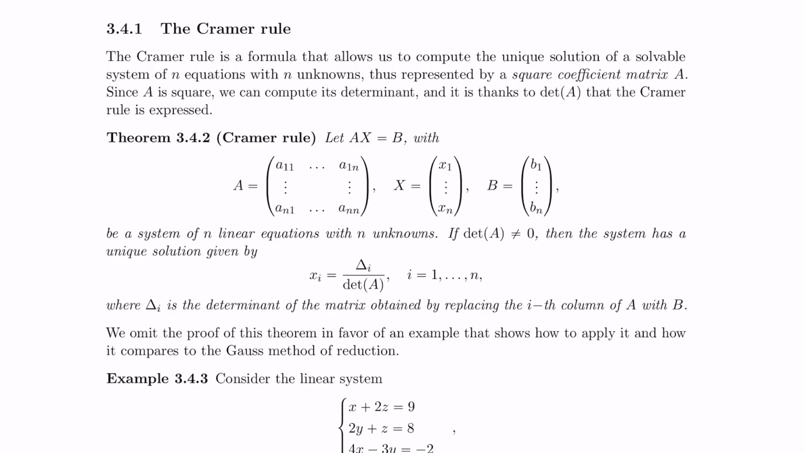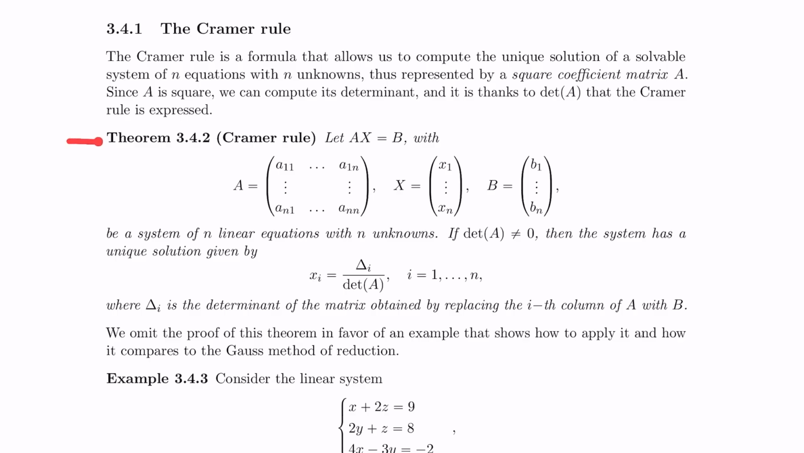We start this final lesson by introducing a method called the Cramer rule, which is alternative to the previous one, but that can be applied only when the number of equations and unknowns in the linear system coincide, that is, when the coefficient matrix of the system is square. Thanks to the fact that A is square, we can compute its determinant, and in fact it is thanks to the determinant of the coefficient matrix that the Cramer rule is expressed.